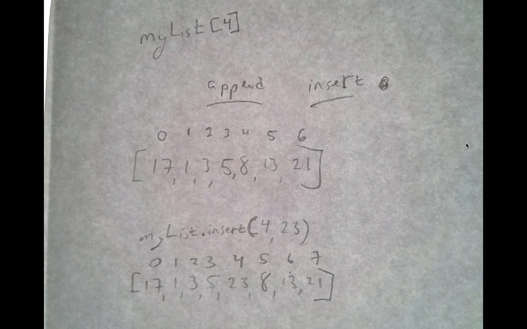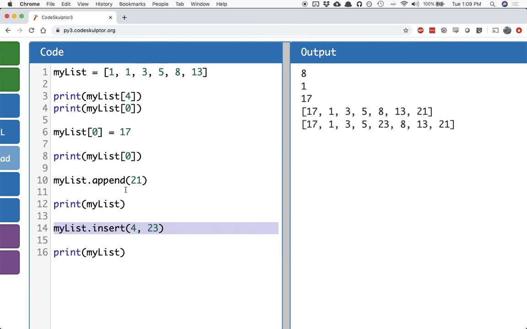I'll give you one more thing that you can do. Appending added a new thing to the end of the list. We started with 13 at the end of the list. After I appended 21, it added 21 to the end of the list. Insert found the index 4, put the number over here, the second argument, in as the new item in the list inserted at that location. You can also go back and edit things. We saw this in the first video, but now that we're seeing append and insert, it's really easy to forget that you can do this.